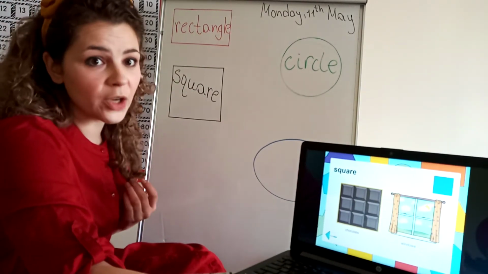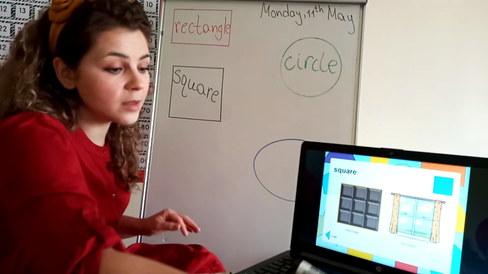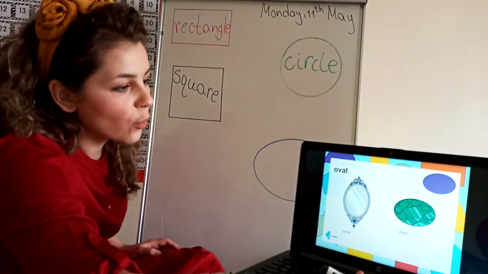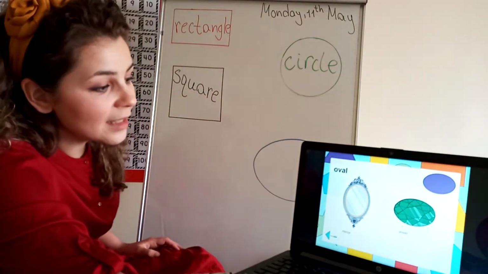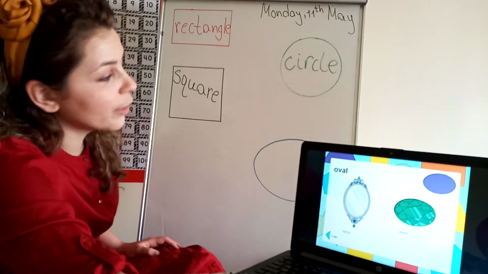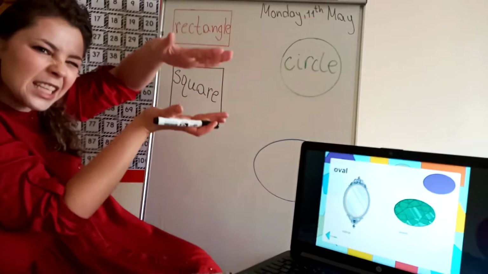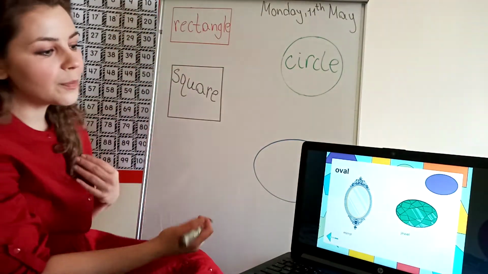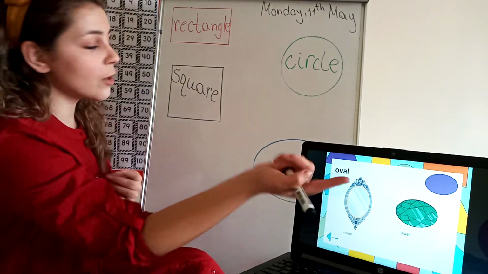Not all windows are squares. Very often they're rectangles, but sometimes they can be square. Of course, now what we have here is an oval. Yeah, so oval is like a little bit extended, pressed circle. So here we have as an example, a mirror or a jewel.